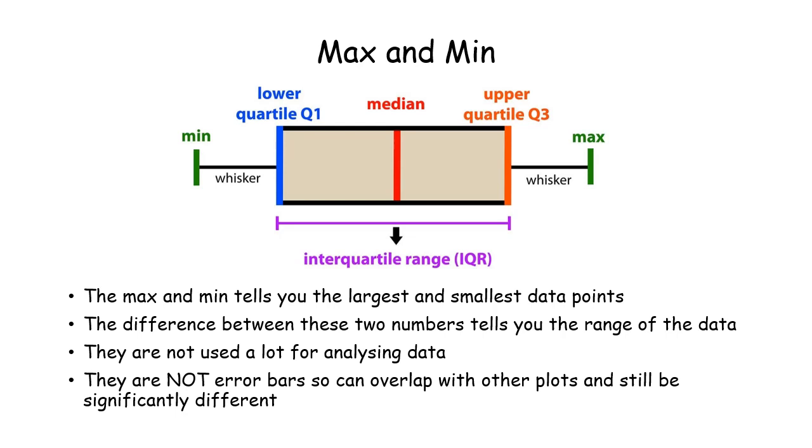The minimum and maximum value are not necessarily used a lot for analysing data, or at least not for comparing one box and whisker plot to another. They look similar to error bars, but there are no error bars on a box and whisker plot. So if the maximum and minimum values overlap from one box and whisker plot to another, that does not mean that you can say that there is no significant difference between points. There are no error bars on box and whisker plots.